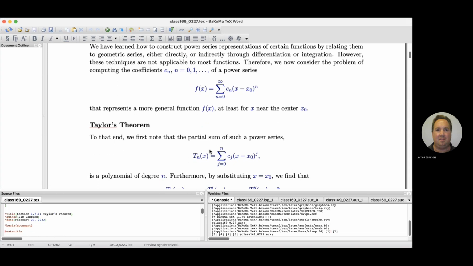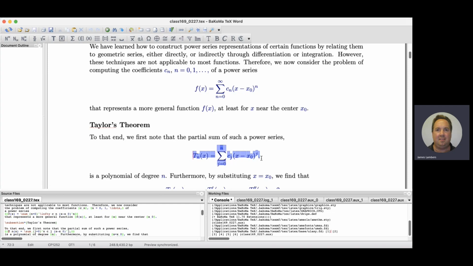Now, suppose I cut off the series after a certain point. So I start from term number 0, go all the way up to some upper limit, what I'll call n. Please keep in mind that I've changed the index variable to j here instead of n. So what we have here are powers of x minus x naught raised to the j power, from j equals 0 up to n. What that means is this whole expression is a polynomial of degree n.